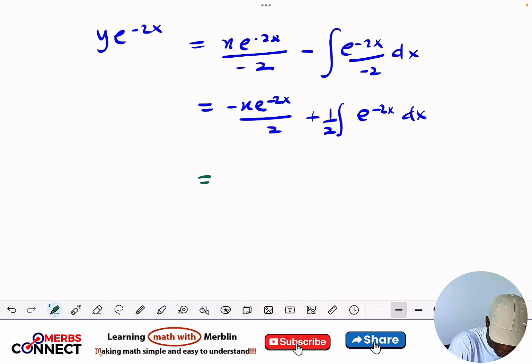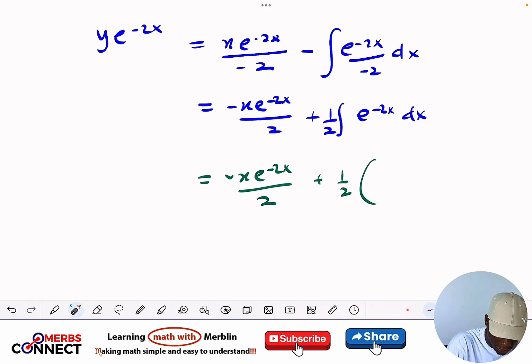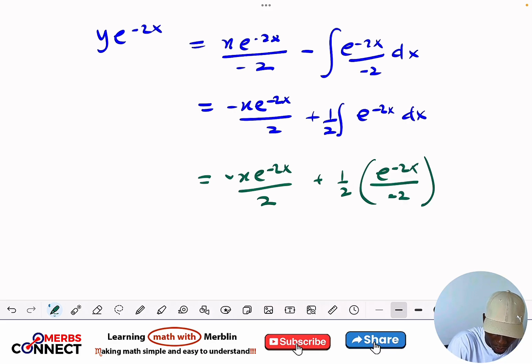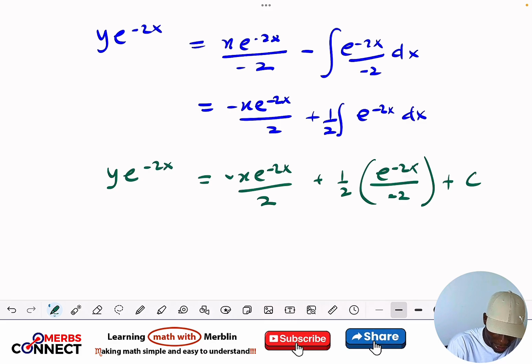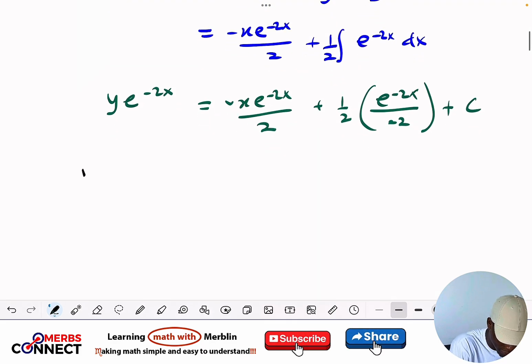What can we get from here? Minus e to the power minus 2x divided by 2 plus 1 over 2. Then when I integrate this, the same idea, maintain the function, right? And divide it by the derivative of what is on the top, then plus a constant. So this is what I'm going to get. Let's try and simplify it and see what we are going to get at the end of the day.